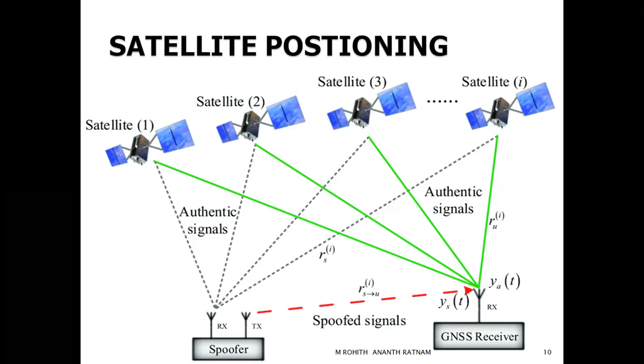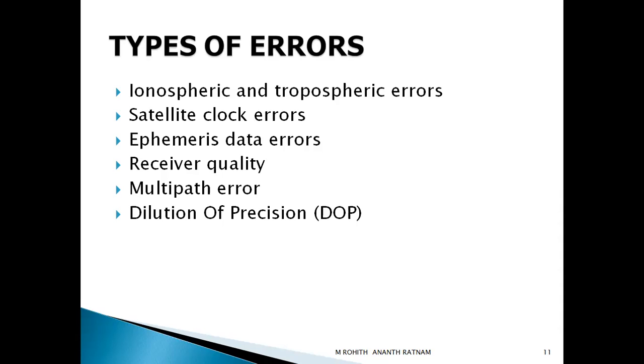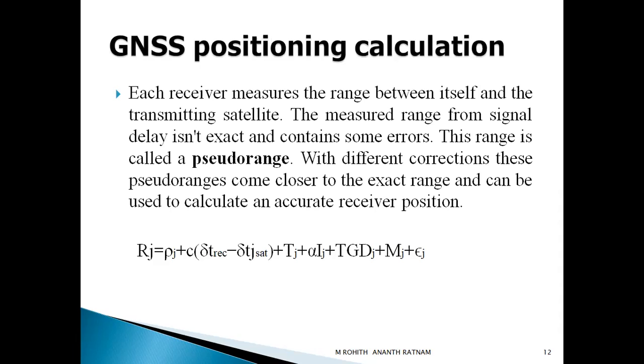If you have a GPS receiver in your gadget, it should receive the satellites and also a particular spoofer or station which overcomes all the errors and gives the exact latitude and longitude values. So what could the types of errors be? It could be an ionospheric error, tropospheric error, satellite clock error, ephemeris data error, receiver quality, multipath errors, and dilution of precision error. These are the types of errors we can come across while taking latitude and longitude values.